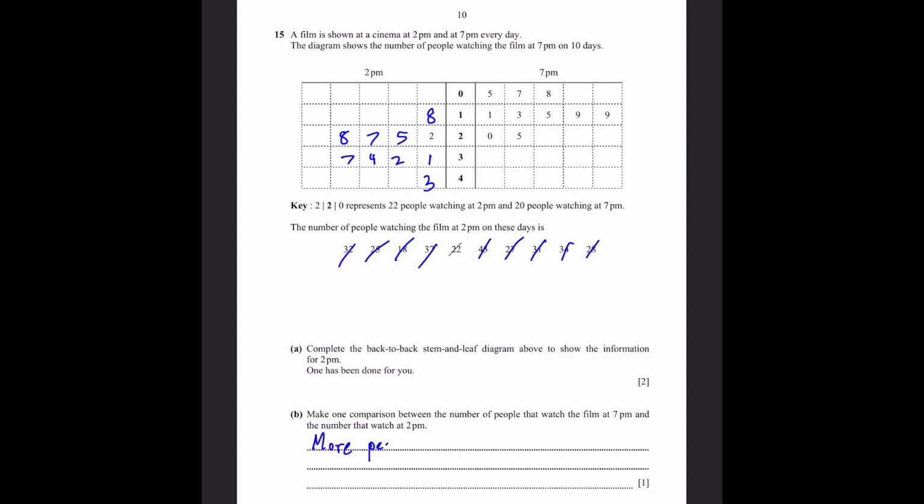More people watch the film at 2 p.m. than 7 p.m. That's the answer. Let's go to question 16.